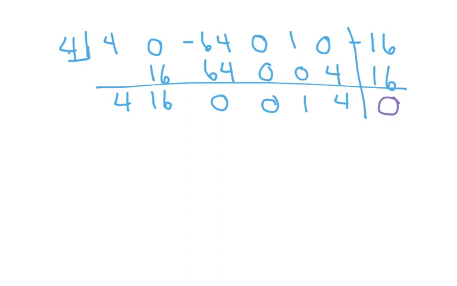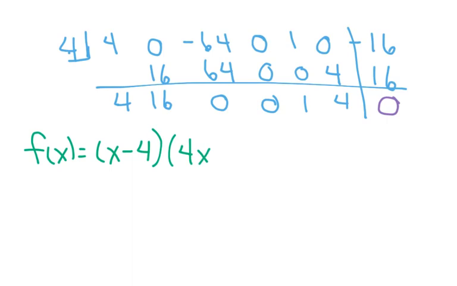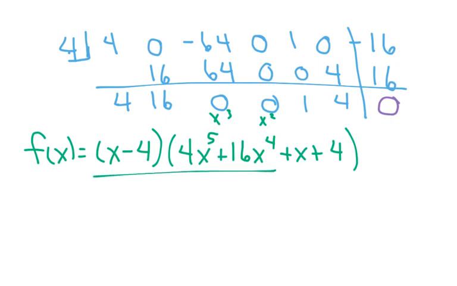So now that I've used synthetic division, I know that my answer, writing it in factored form, is f of x equals x minus 4 times, and where did we start? We started with x to the 6th, so now we're going to call this 4x to the 5th plus 16x to the 4th. This was x cubed, this is x squared, so this is just going to be x plus 4. Because you don't have to put those in. And that is it.